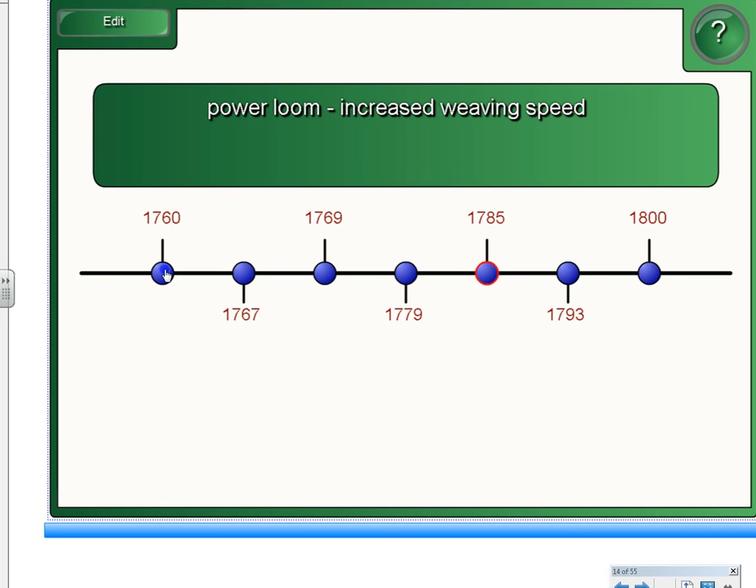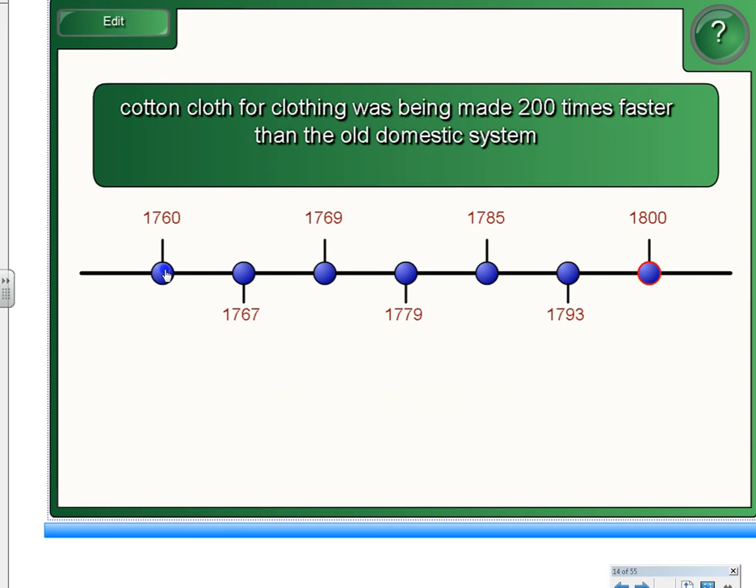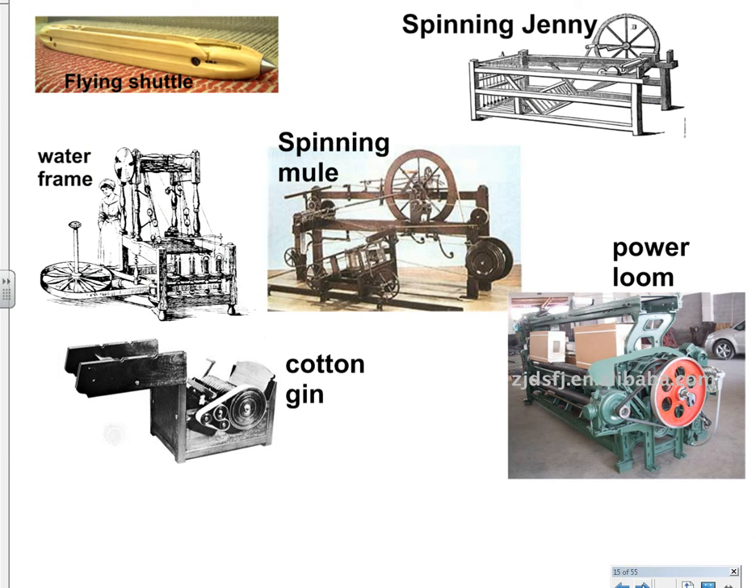Again, it increases the weaving speed. You can make more cloth faster. The cotton gin cleans the seeds from the cotton, makes cotton cheaper and more abundant. And then finally, cotton cloth for clothing was being made 200 times faster. In the course of 40 years, you improve the production and the speed at which it's made by over 200 times. Okay, just some examples of these. You see the flying shuttle, what these machines looked like.